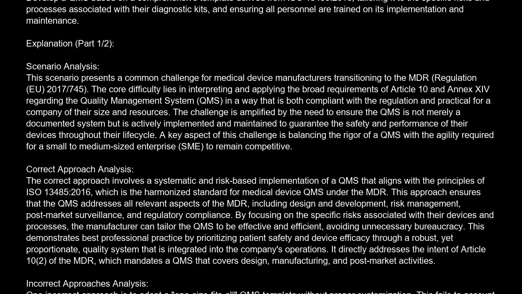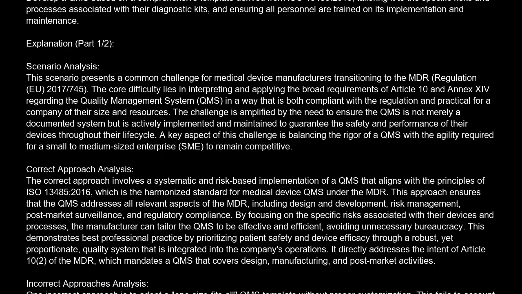This demonstrates best professional practice by prioritizing patient safety and device efficacy through a robust, yet proportionate quality system that is integrated into the company's operations. It directly addresses the intent of Article 10(2) of the MDR, which mandates a QMS that covers design, manufacturing, and post-market activities.